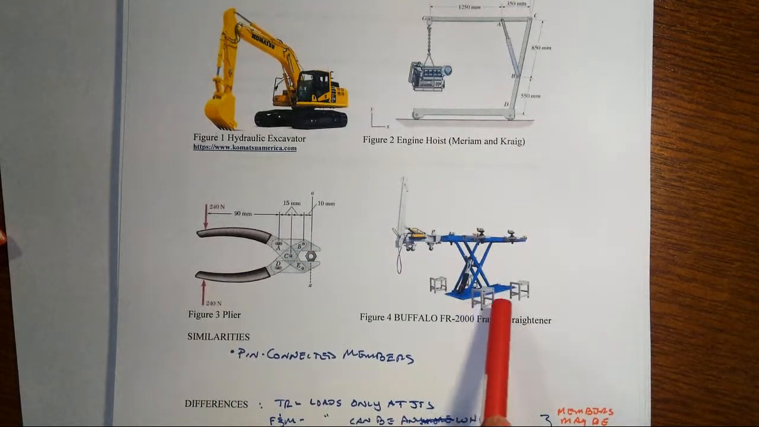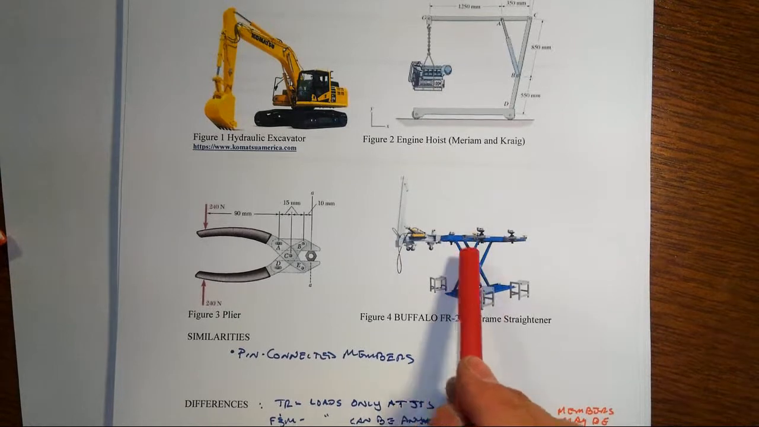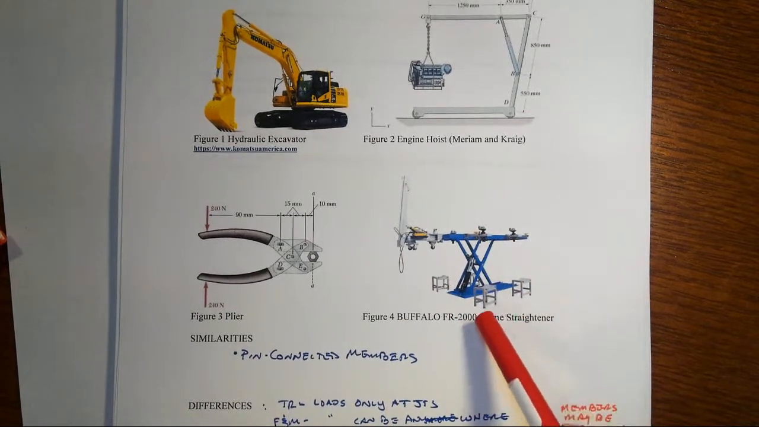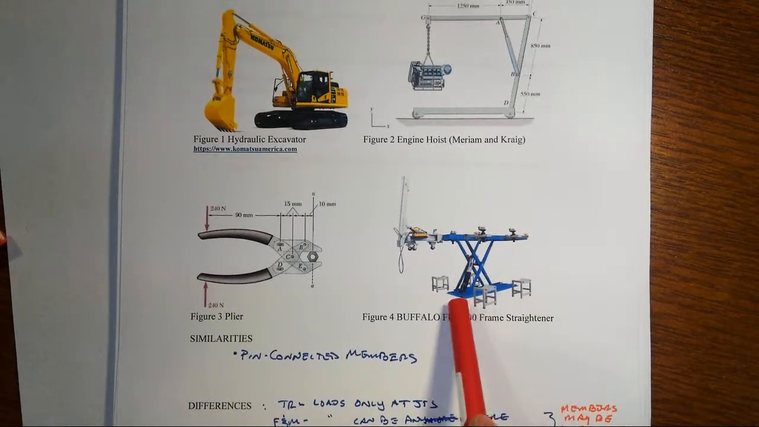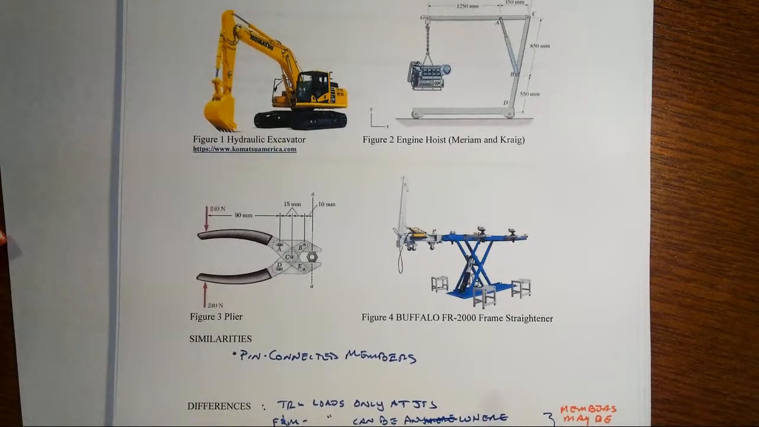And then we have this frame straightener. Same thing, a lot of pin connections at various places, solid pieces in the X, solid pieces horizontally in the top and bottom, but the members do not go from just joint to joint.